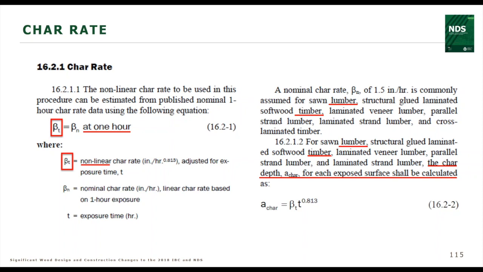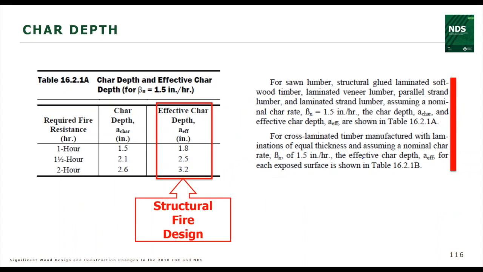So you'll see some revisions in the terminology to clarify the difference between char depth, which is the A sub char value, and effective char depth. You'll also see this B sub T that we talked about earlier. That's a new name for that specific variable. But this table 16.2.1A is where we see the difference between char depth and effective char depth displayed. And the effective char depth is what we would use in our structural fire design.